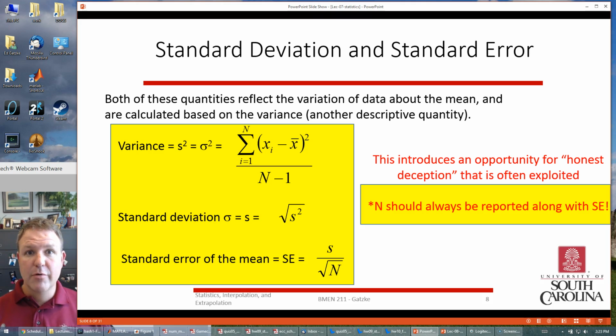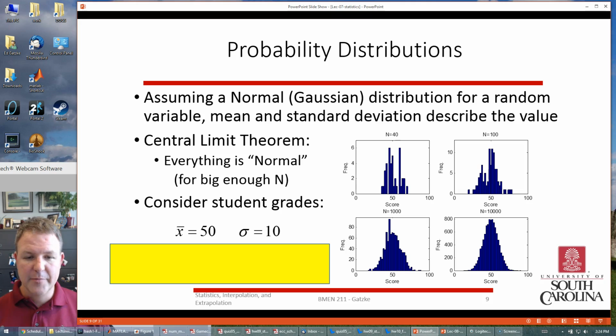But whenever you're reporting data, you need to say what the value for n is. How many data points do you have? So if you have a lot of data points, you can drive this standard error of the mean to a small value because you're dividing by the square root of n. So that's an honest deception, sometimes exploited. Basically, you need to let people be honest with how much data you have, what those values are.